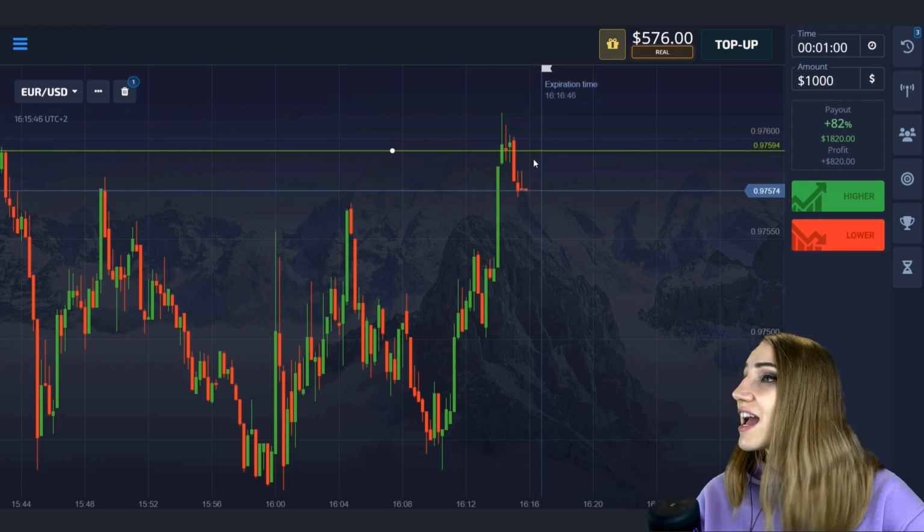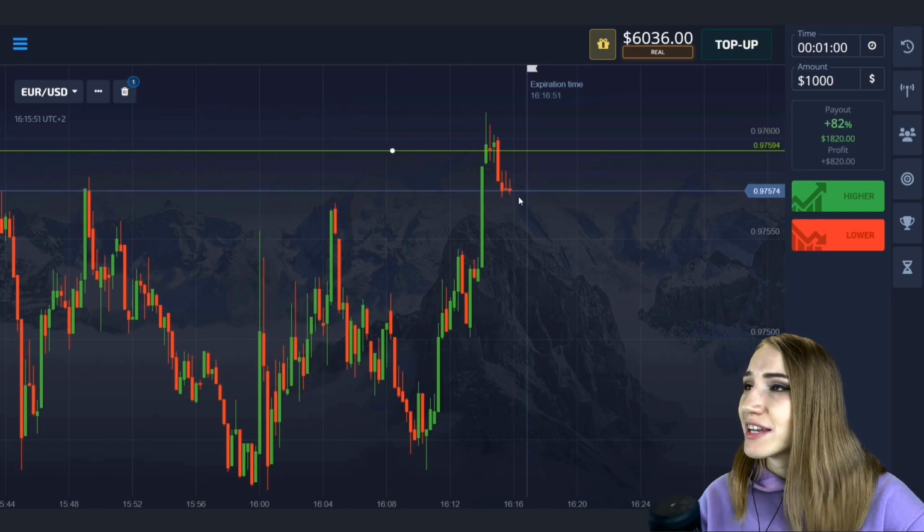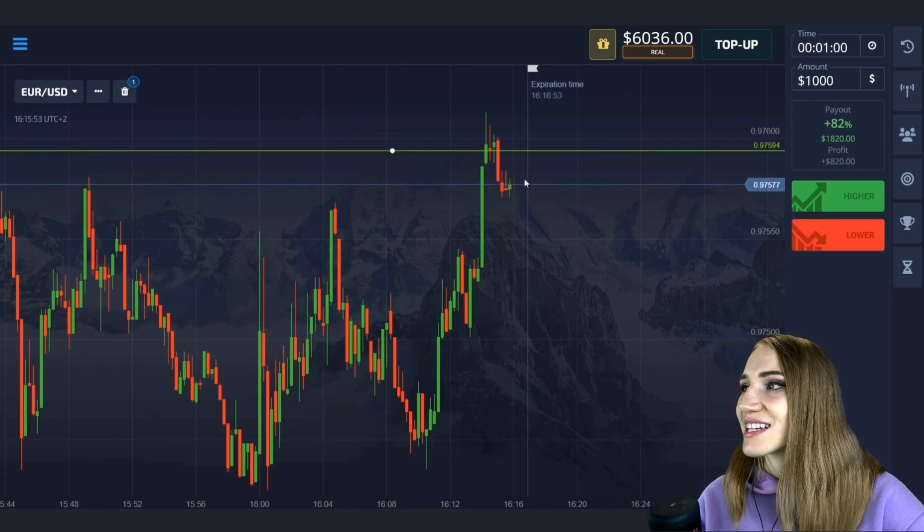So that's very good. As you can see, the price really got to the retracement zone. There was a roll back down, but we made the profit here. Everything is very fine. Let's continue.